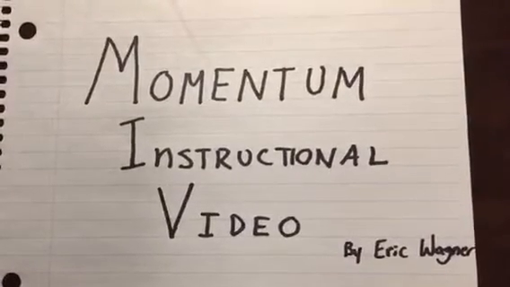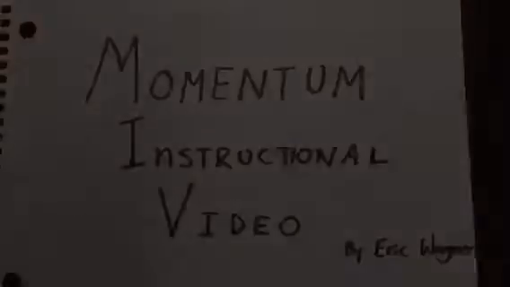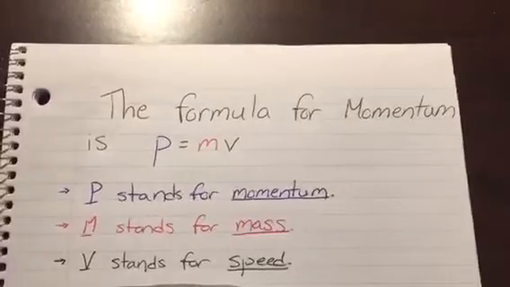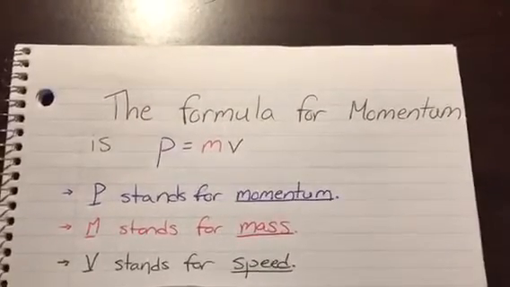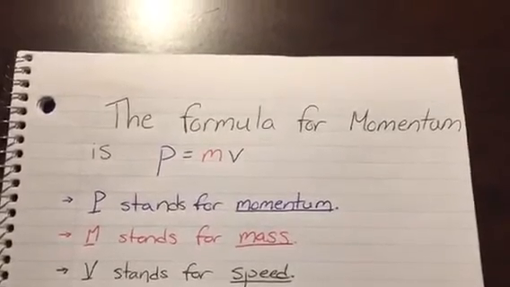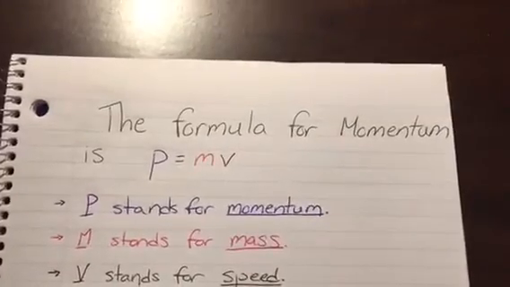For my physics instructional video, I'll be showing you how to perform a physics question on momentum. Something you should know for this video is the formula. The formula for momentum is P equals mv. P stands for momentum, m stands for mass, while v stands for speed. Momentum is part of the dynamics unit, so let's get started.